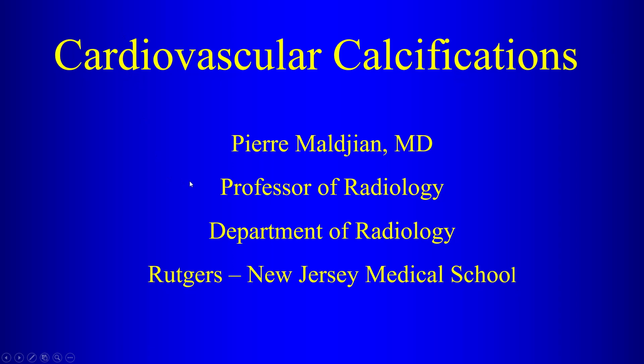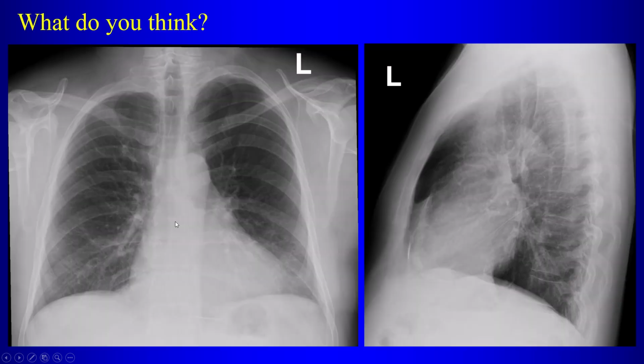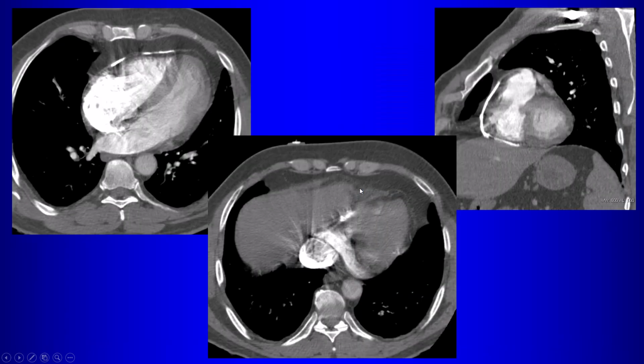Okay, so today we're going to discuss cardiovascular calcifications. So we'll start with this case, and we notice that there are linear calcifications here overlying the cardiac shadow, and what this represents is pericardial calcification, as we can see here on the CT scan. Calcification here right along the pericardium, anterior to the right ventricle.